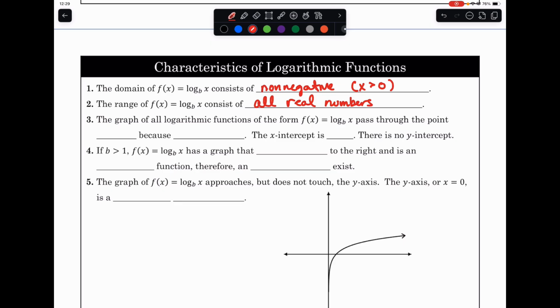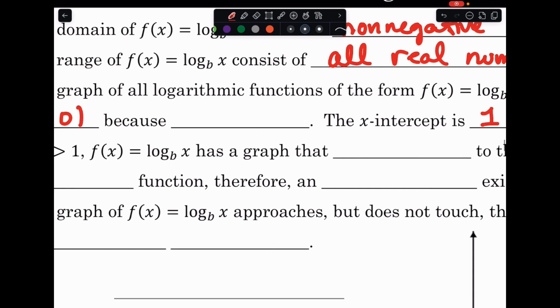Now, the graph of all log functions of this form, f of x equals log base b of x, passes through the point 1, 0. So they're all going to have an x-intercept at the value of 1. The reason for that is, let me zoom in, that log base b of 1 always ends up equaling 0.